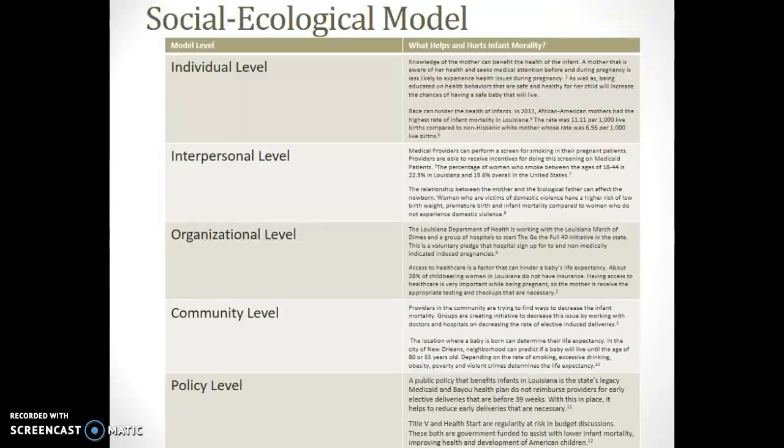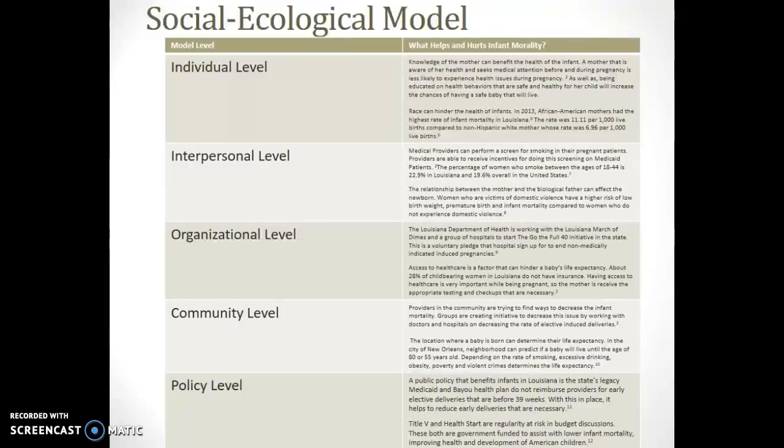Race can hinder the health of infants. Unfortunately, in 2013, African American mothers had the highest rate of infant mortality in Louisiana. The rate was 11.11 per 1,000 live births compared to non-Hispanic white mothers whose rate was 6.96 per 1,000 live births.